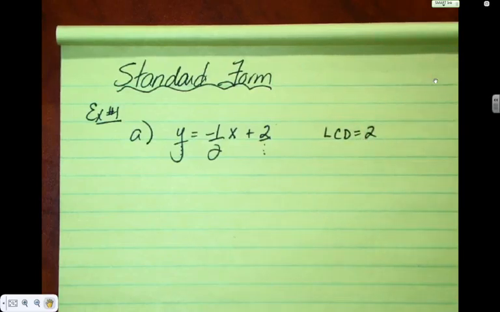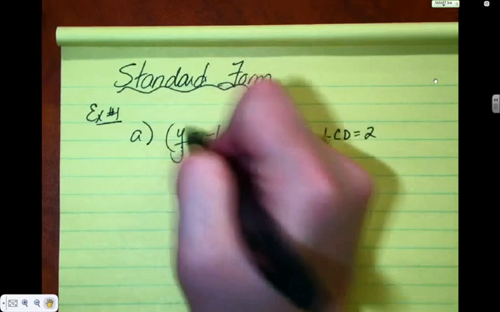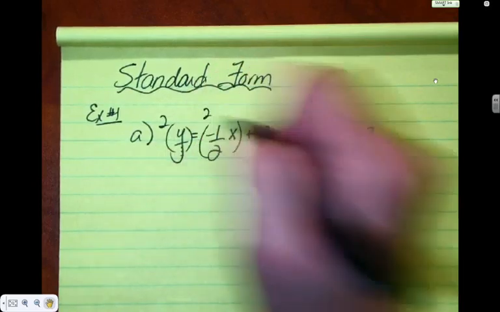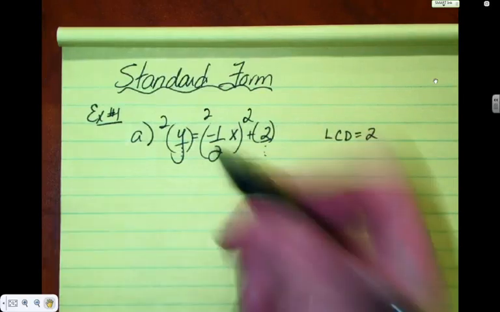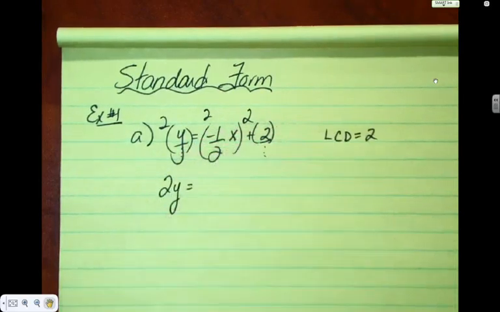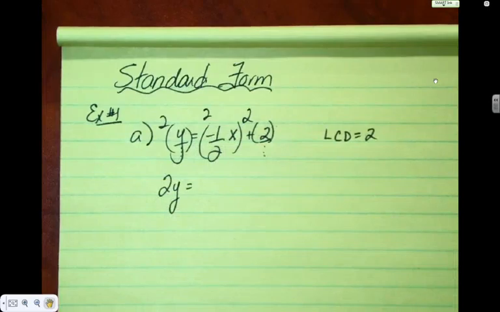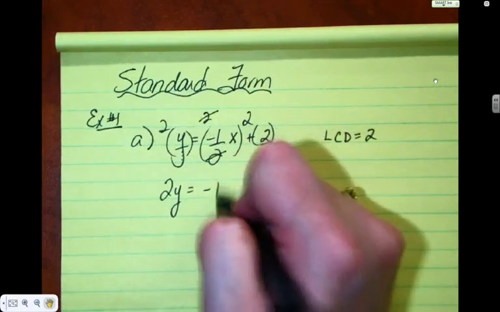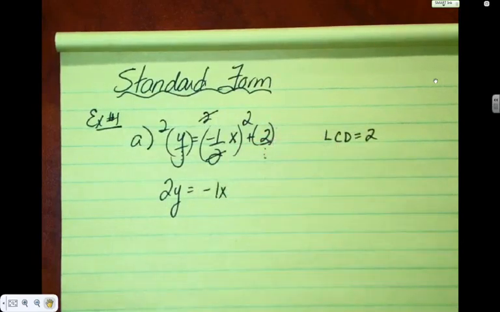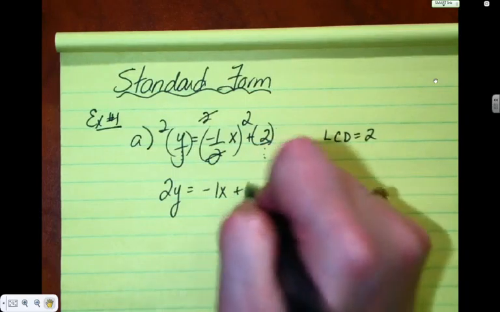So all I'm going to do is multiply every single term by 2. So I'm going to multiply the y by 2, the x by 2, and the 2 by 2. 2 times y is just 2y. The 2 is going to cancel with the denominator. That's why we've multiplied by 2. So all that's left is negative 1x, which I'll just get rid of the 1 in a second. And then 2 times 2 is plus 4.